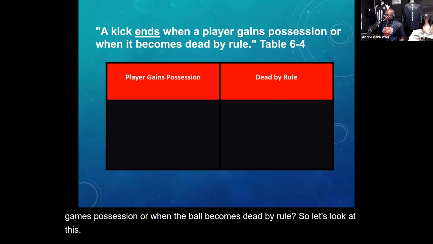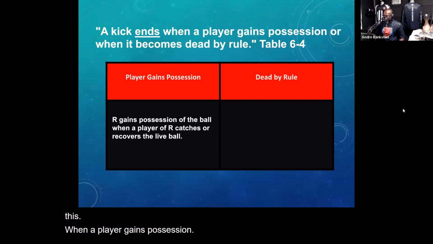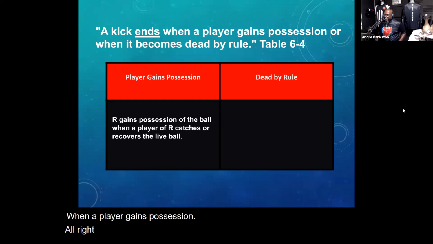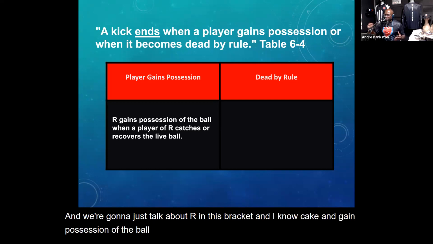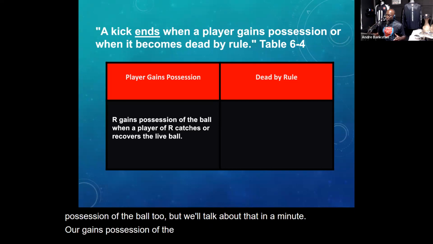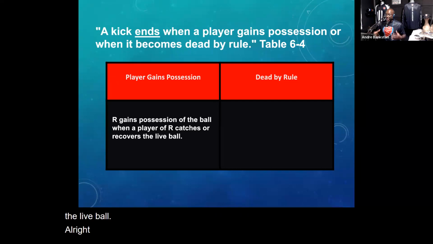When a player gains possession. All right, and we're going to just talk about R in this bracket. Now I know K can gain possession of the ball too, but we'll talk about that in a minute. R gains possession of the ball when a player of R catches or recovers the live ball. Once they have possession of that ball, the kick ends. There's no longer a kick.